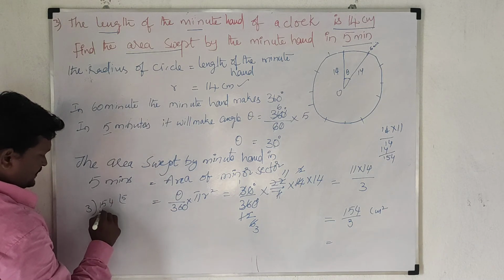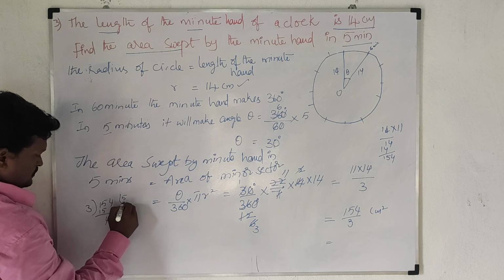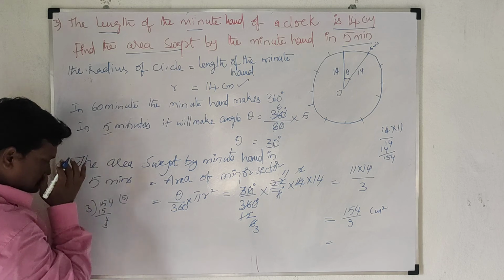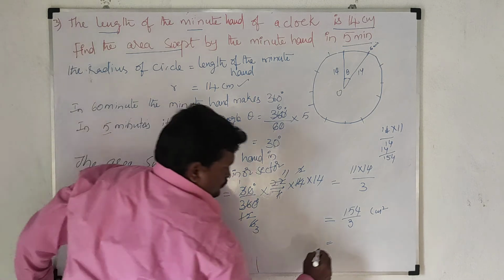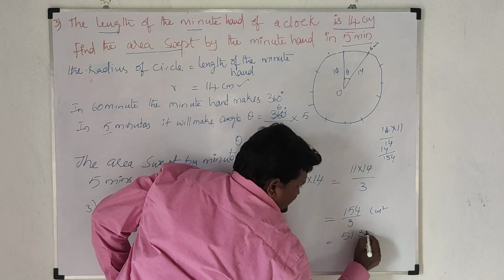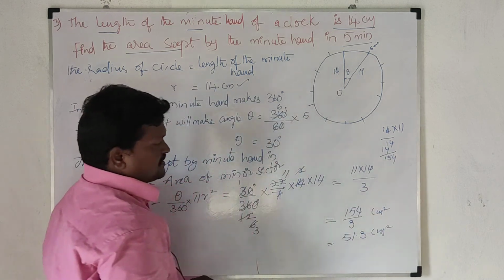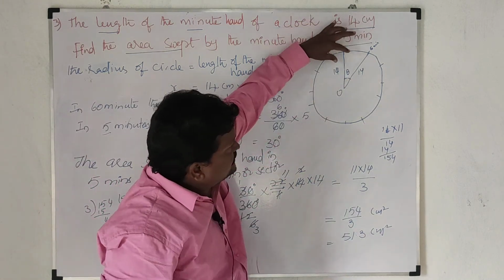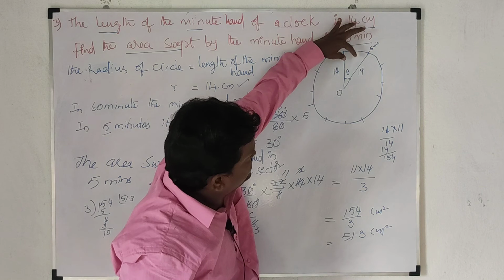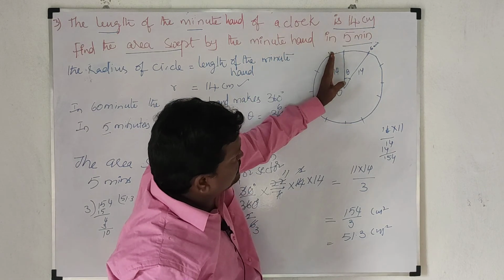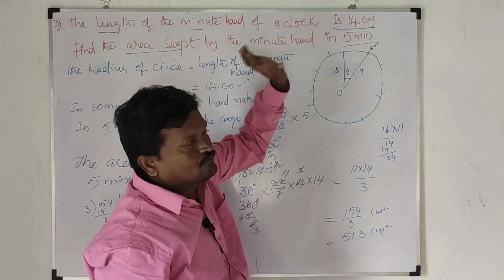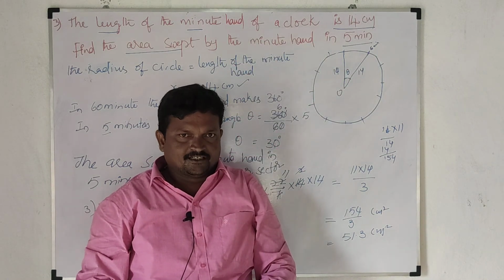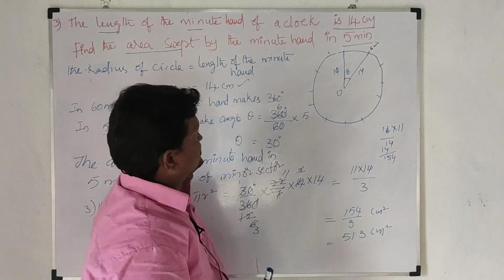3 5s are 15, remainder 4. Then 3 1s are 3, and 3 3s are 9. So 51.3 centimeter squared area will be swept by the minute hand in 5 minutes, with the length of 14 centimeters. Understand? I hope that you understand.